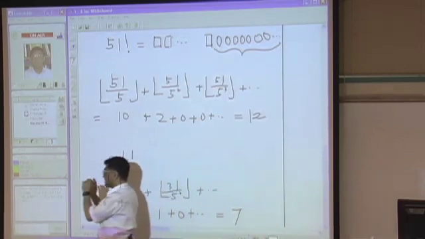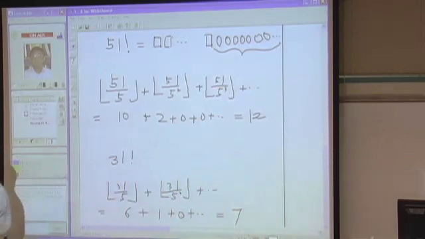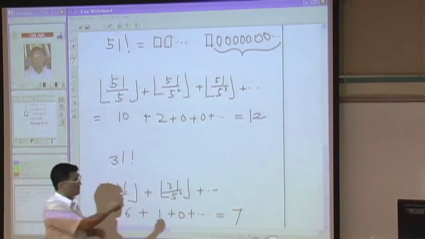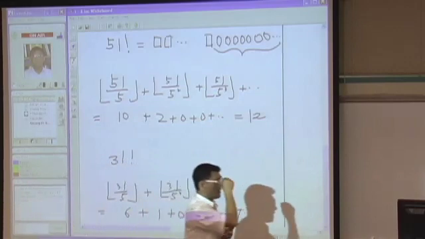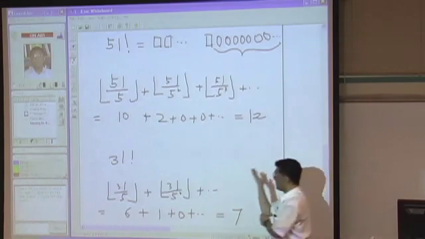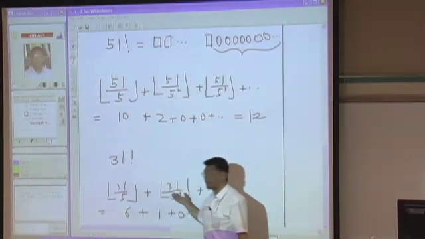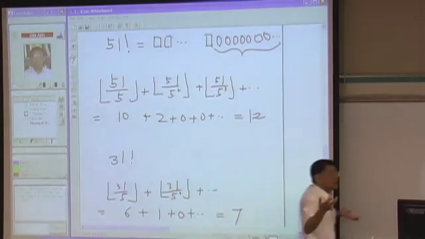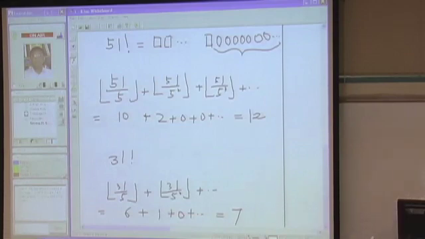So the number of zeros, meaning 10 to the power of something, the exponent to the base 10 is determined by the exponent to the base 5. And then if we count the exponent to the base 5, then it's enough. What about base 2? There are enough 2's that we can use to make 10s.